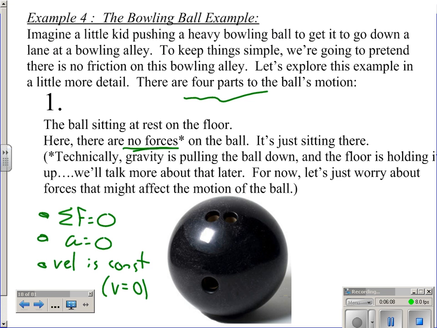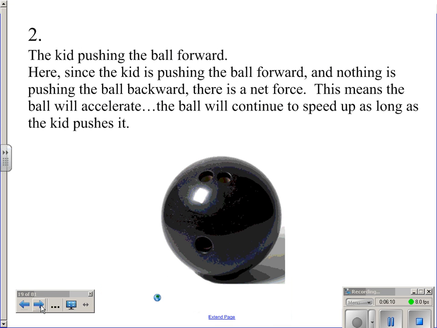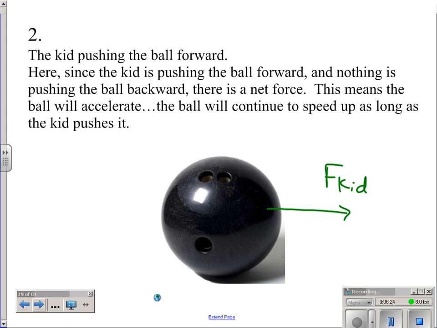Okay? So the second part of the ball's motion: the kid pushes the ball, right? He wants it to go down the lane, so he's going to push on the ball. Since the kid is pushing the ball forward and nothing is pushing it backwards, there's going to be a net force, right? Check it out. Here's the force of the kid pushing it forwards. Maybe he pushes it with, I'm going to make up a number here, 50 newtons. All right, so in this case, our net force is 0, right? Oh, no, it isn't. Sorry. Our net force is 50 newtons, right? Because the kid is pushing it with 50 newtons.